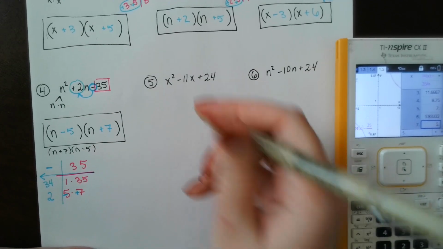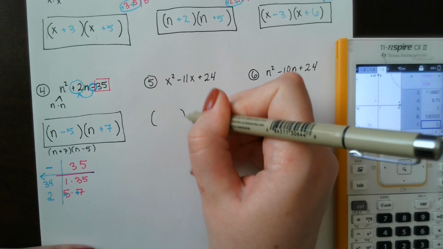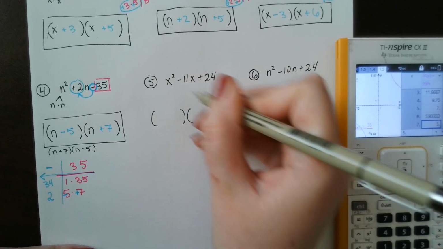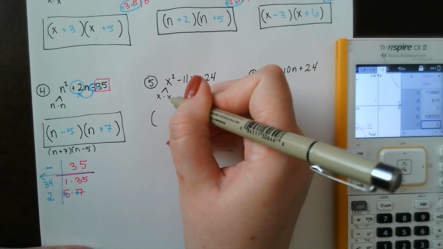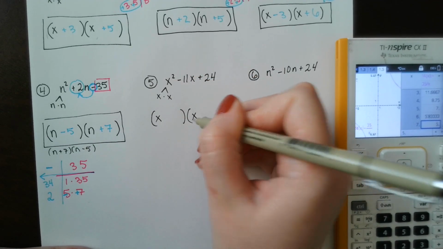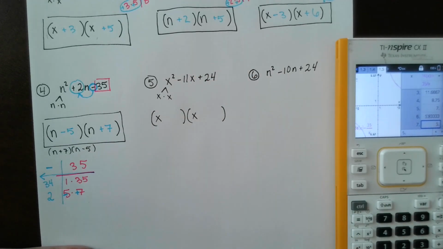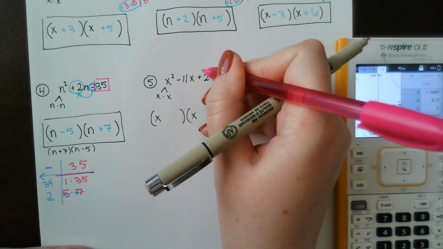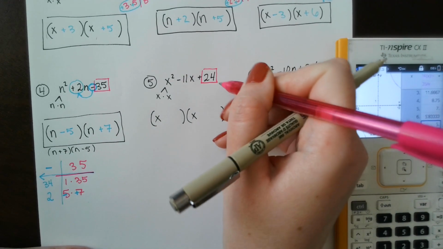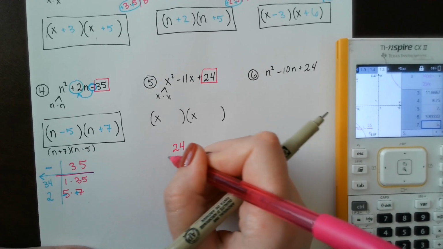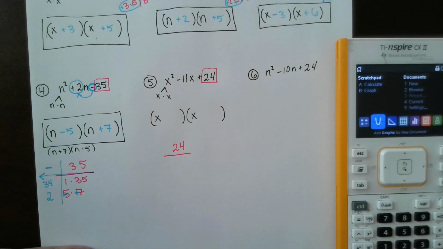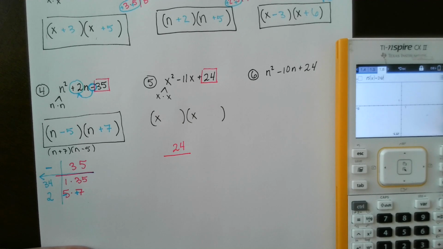Now we have number 5. I set up my 2 empty binomials. Here, I know the only factors are x times x, so that's what goes in the first place of my 2 binomials. And now I want to find all of the factors of 24. So making my chart, 24 divided by x, find my table.